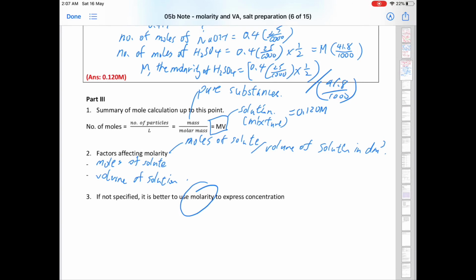In the following section you will learn a concept called volumetric analysis, and in that process you have to be familiar with molarity calculation.